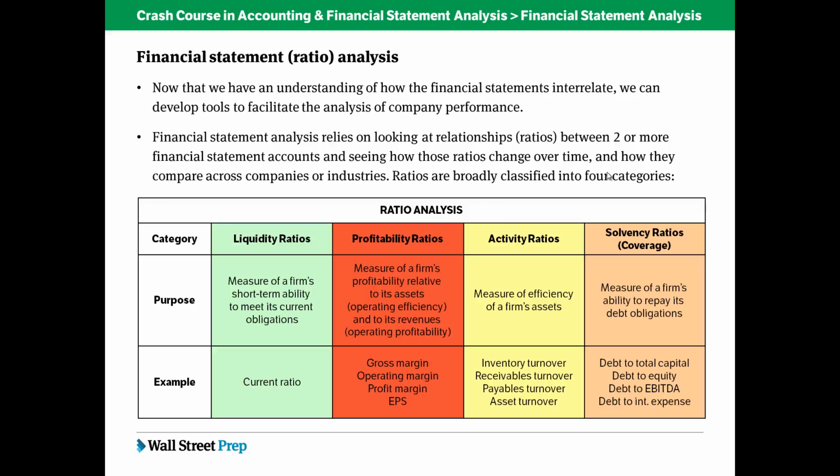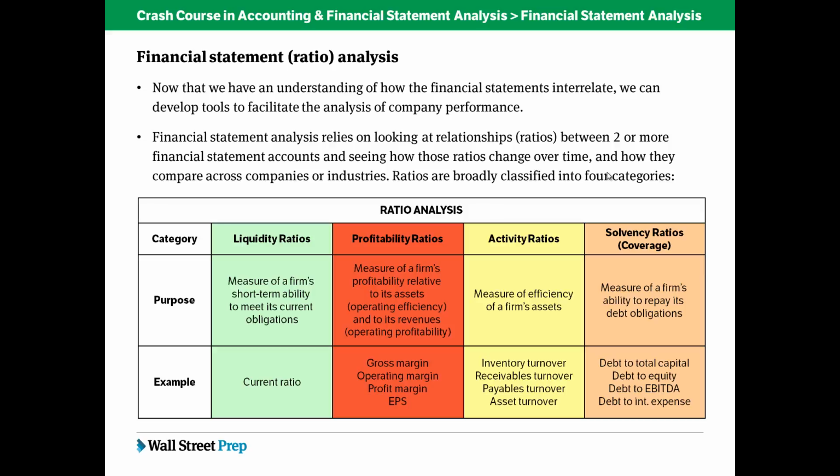And we also understand how the cash flow statement is connected to the balance sheet as well as the income statement. As you now already know, these three financial statements are all interrelated, and understanding them is the crux of understanding accounting. We now turn to financial statement analysis. And financial statement analysis enables us to understand how companies are performing. It relies on looking primarily at the ratios between two or more financial statement accounts and seeing how those ratios change over time and how they compare across companies or industries.